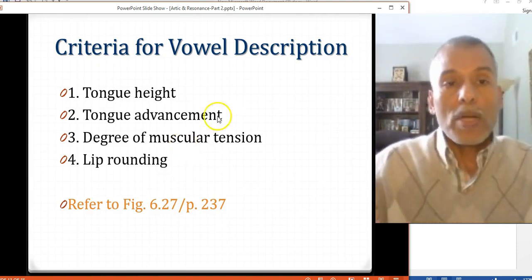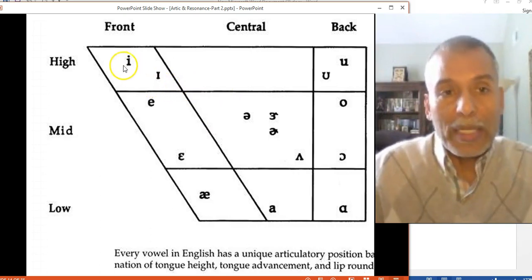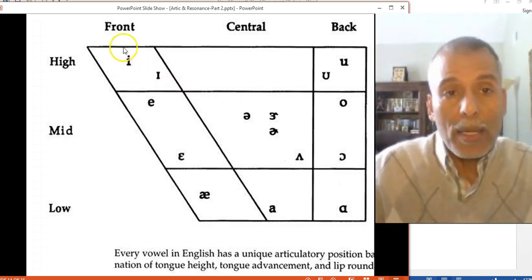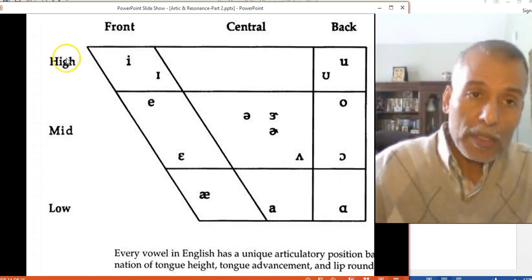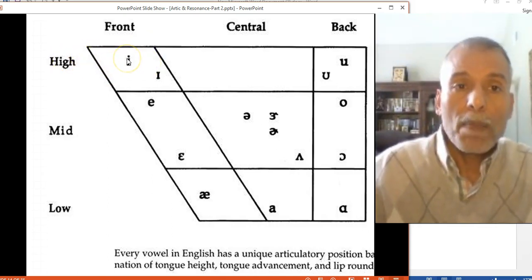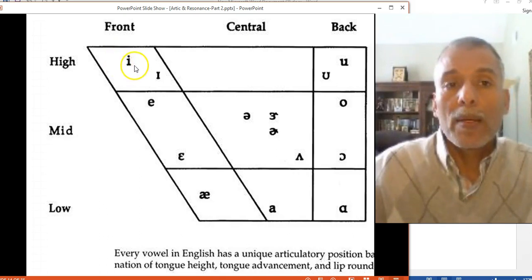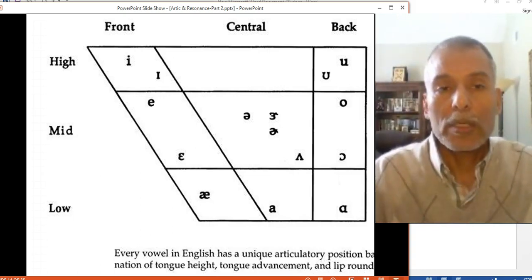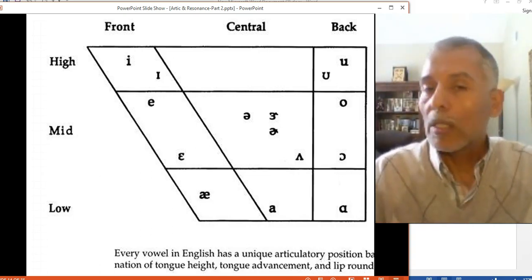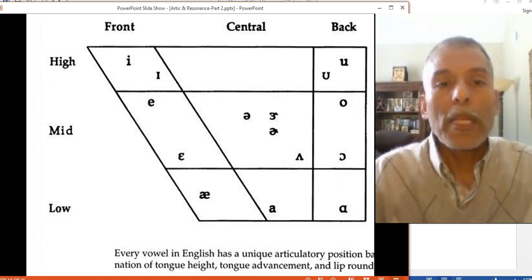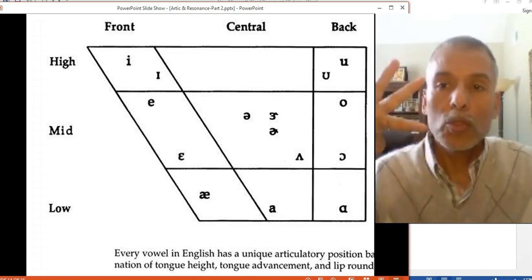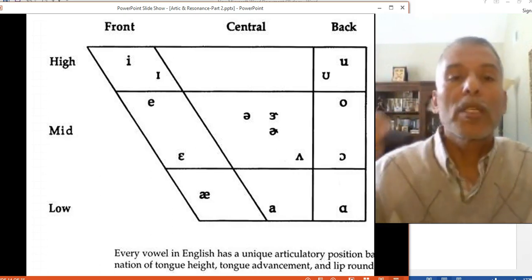So to describe a sound like, for example, E, that sound is high and front. High front, and then tense, and then unrounded. So these are the four characteristics. You do not need to give any other things. You don't need to say, oh, the tongue goes left, right. No, you just describe a sound using these words as I am using them now.